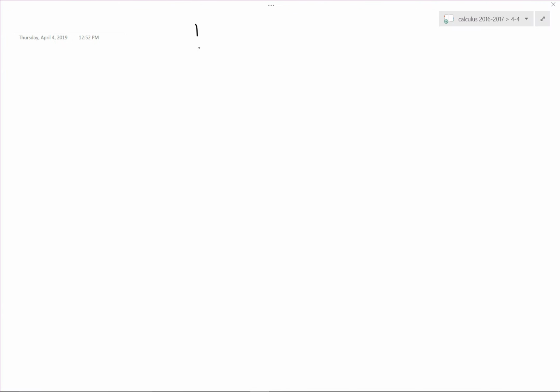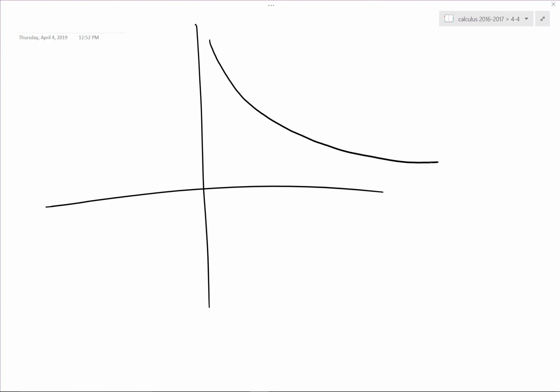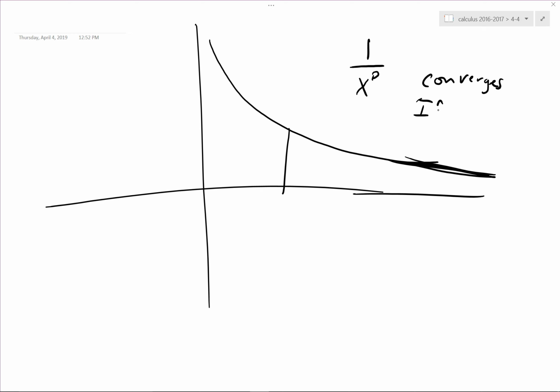But you're like, well, wait, Mr. Groom, this seems weird because I feel like 1 over x looks like this, and it's headed towards 0. I agree with you. It turns out there's a rule for this, friends. 1 over x to the p converges, that is, has finite area, if p is bigger than 1. So, for instance, 1 over x squared converges. 1 over x cubed converges. 1 over x to the first power does not converge. 1 over the square root of x does not converge. You see this? That's it. It's a rule. You can memorize it if you'd like.